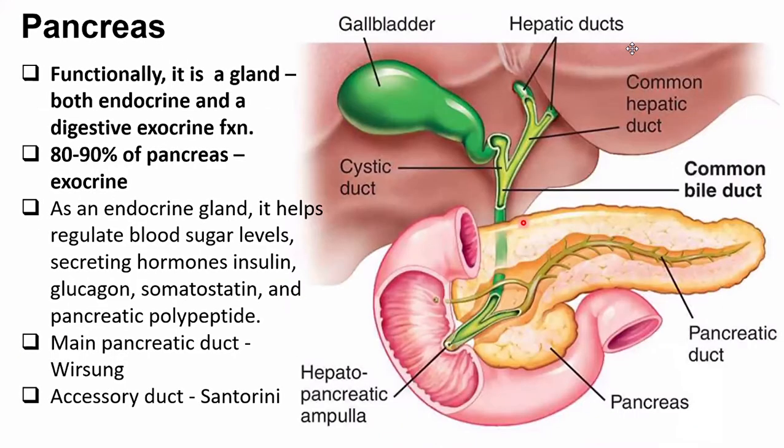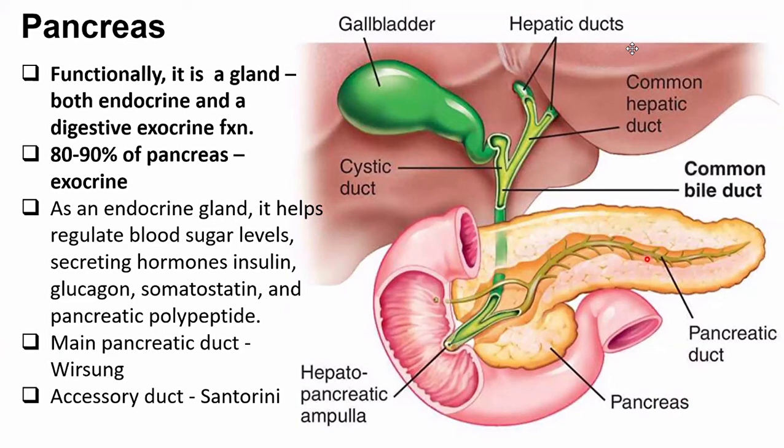So functionally, it is a gland with both endocrine and digestive exocrine function. Pero yung exocrine naman, 80 to 90% of pancreas functions is exocrine. So only 10 to 20% is endocrine. The endocrine is the one that secretes insulin, glucagon, somatostatin, and other pancreatic hormones to help regulate the sugar and other metabolism of the body.